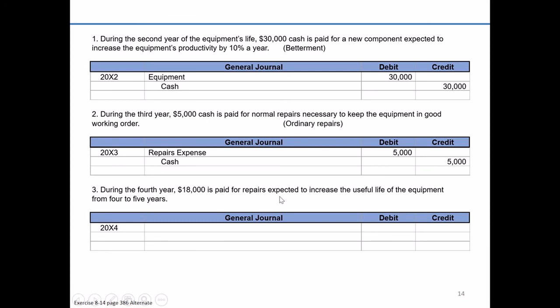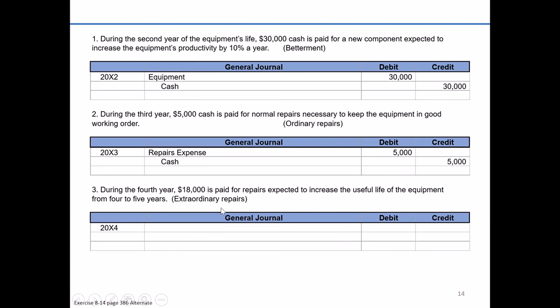The repairs that were done are expected to increase the useful life of the equipment from 4 years to 5 years. Previously thought it was going to last 4 years. We were able to do some repairs not just to get it back into operating condition, but to actually extend the life. That also would be considered to be a capital expenditure. In particular, it's called an extraordinary repair. So not an ordinary repair, an extraordinary repair.